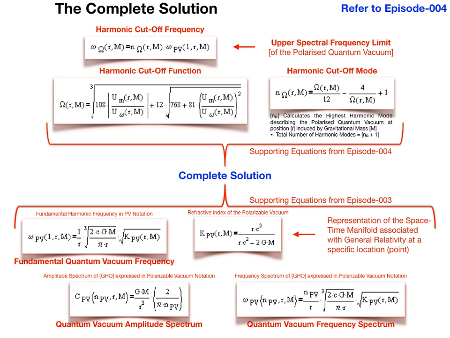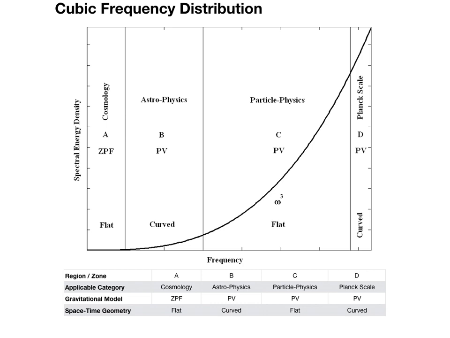Let's now take a quick look at the cubic frequency distribution underpinning the nature of the quantum vacuum. Our cubic frequency distribution demonstrates that spectral energy density increases with gravitational intensity. In this illustration, we have broken the cubic frequency distribution into 4 regions. Region A relates to cosmology, whereby space-time geometry has been experimentally confirmed to be flat.